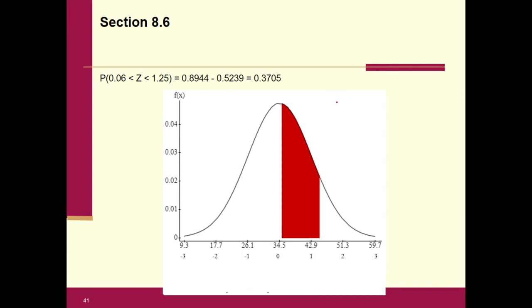If you do this through StatCrunch, which I did not do, you might get something just ever so slightly bigger or smaller, or you might get that exact answer. It's rounding error at this point in StatCrunch. It might be 0.3704 or 5 or 6. It would be very, very close to that answer though. But I'll let you do that on your own.